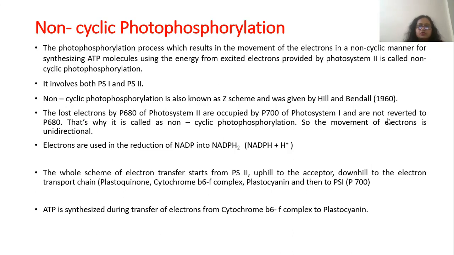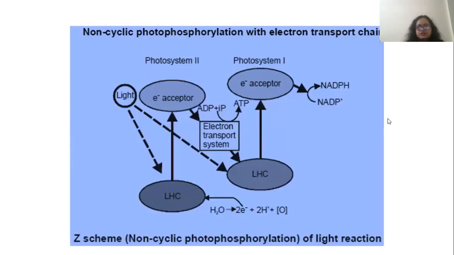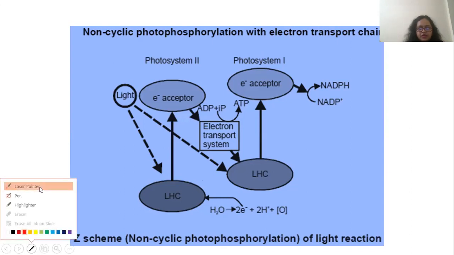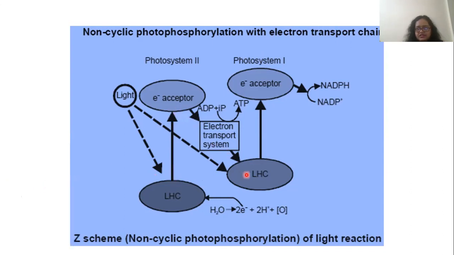An ATP molecule is also synthesized during the transfer of electrons from the cytochrome b6f complex to plastocyanin. Now we will study each step of this reaction in the form of a diagram. This is a simple diagram which makes it easy to explain the whole non-cyclic photophosphorylation, as the shape indicates the structure Z. So this is called a Z structure, hence it is called a Z scheme.